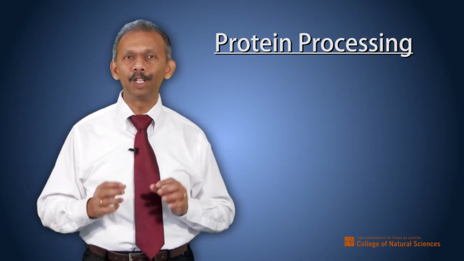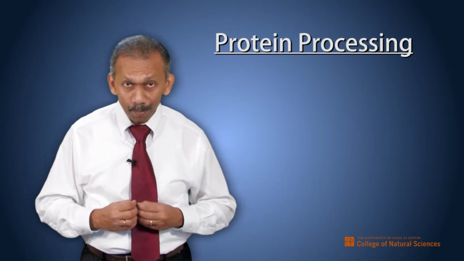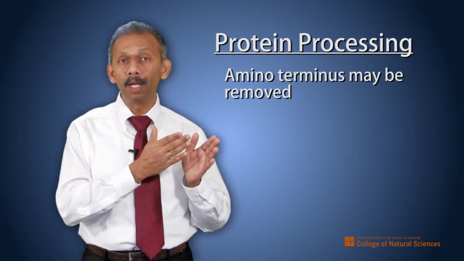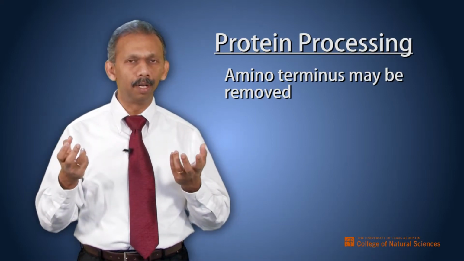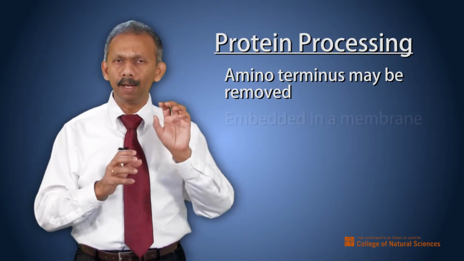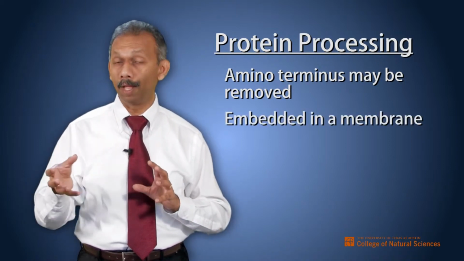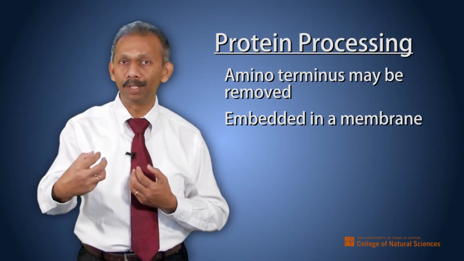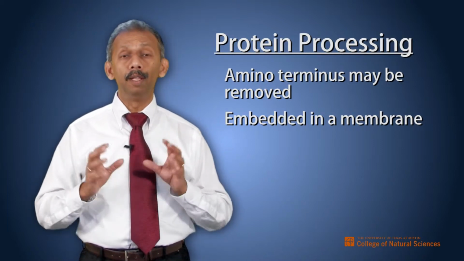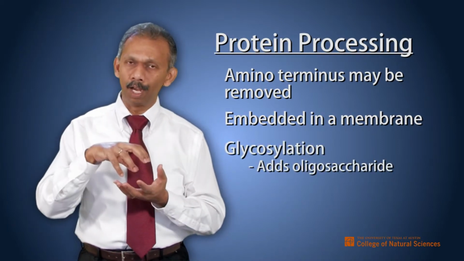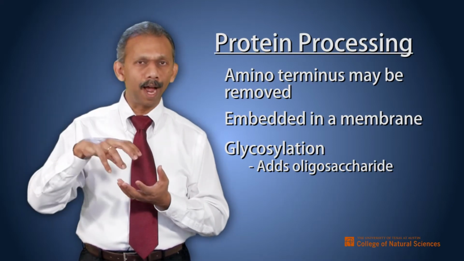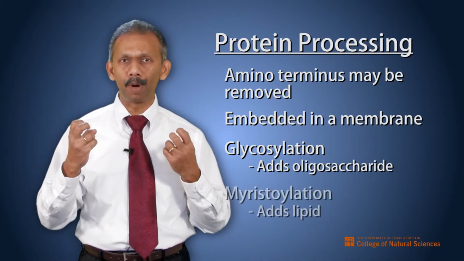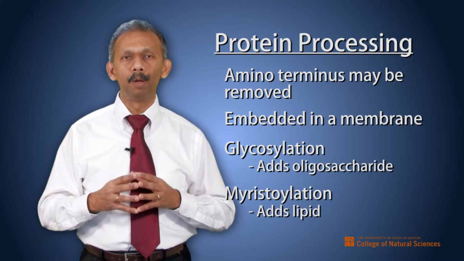Once a protein is made, it's not all said and done. Some proteins need to be modified. Either the amino terminus part of the protein is removed, which is called zymogen activation, or the protein is modified and embedded into the endoplasmic reticulum or another membrane, where the signal peptide recognizes the endoplasmic reticulum and is then removed. Or the protein is glycosylated by adding an oligosaccharide, or a lipid group can be added to make a lipoprotein, called the myristylation process. All these are considered protein processing.